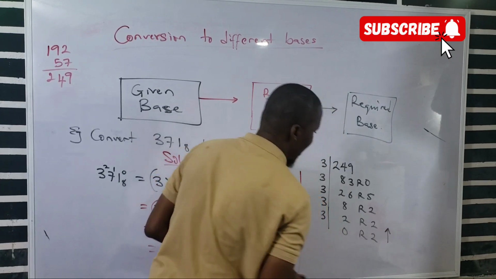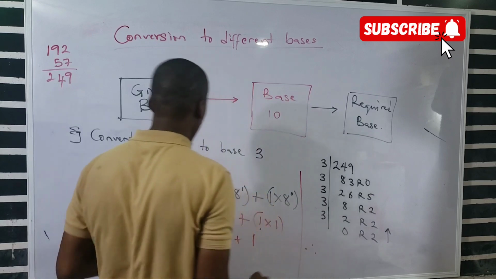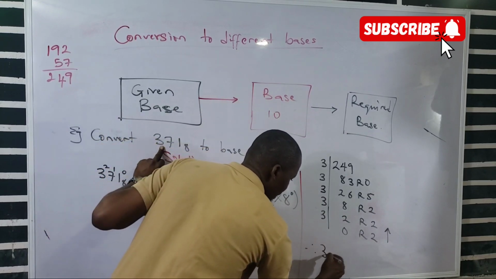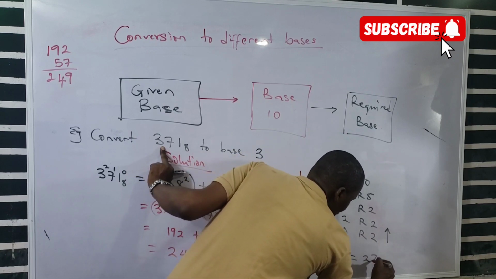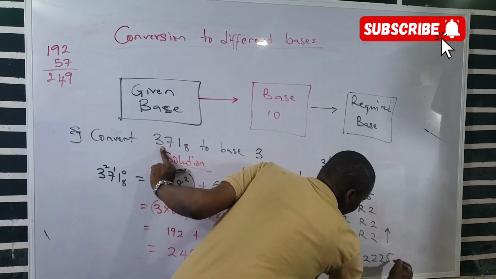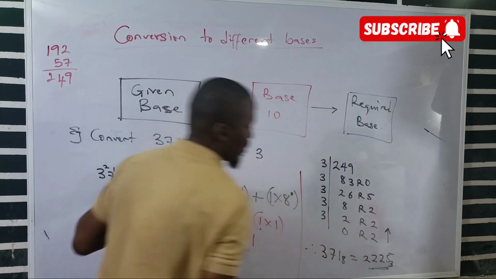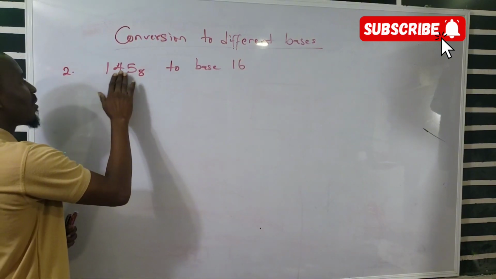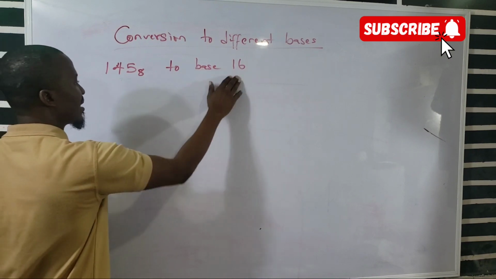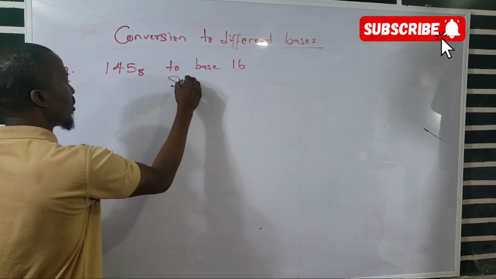So when you take it from down, you will have that 371 base 8 is equal to 2225 base 3. So it's as simple as that. So we have 145 base 8 to base 16. So we have our solution.